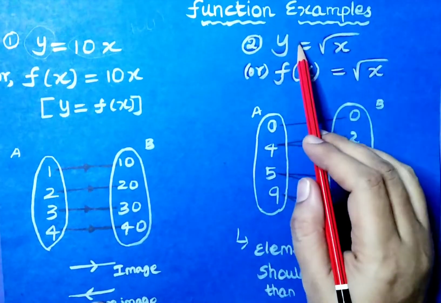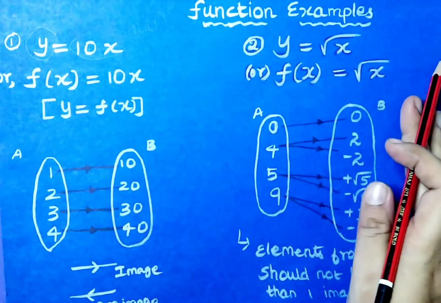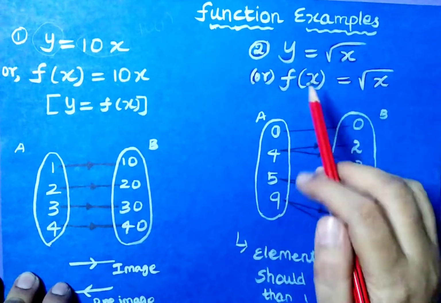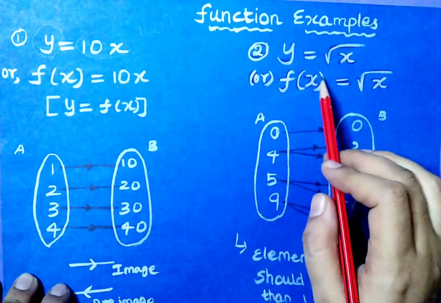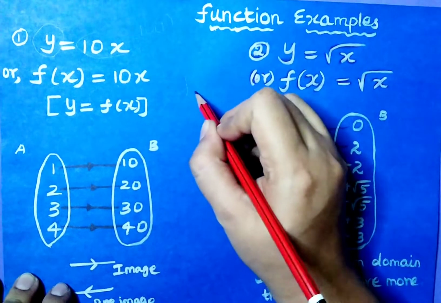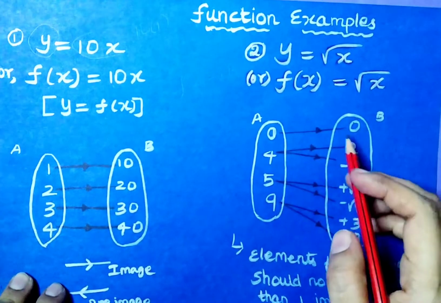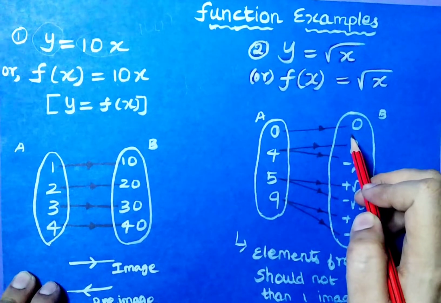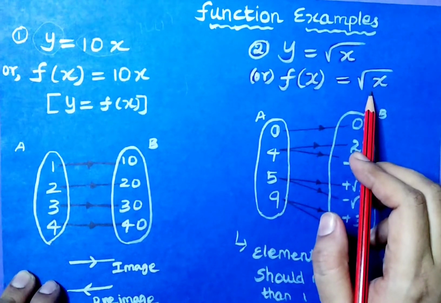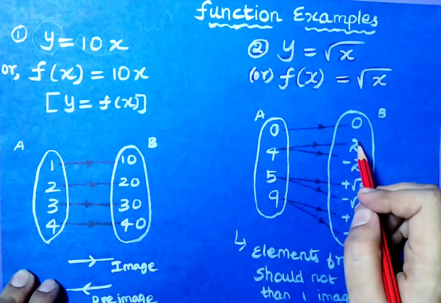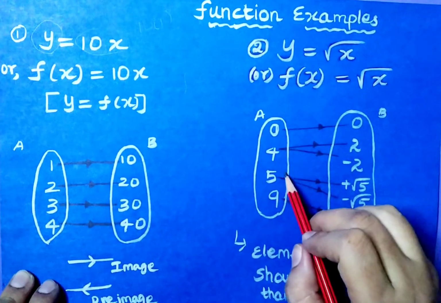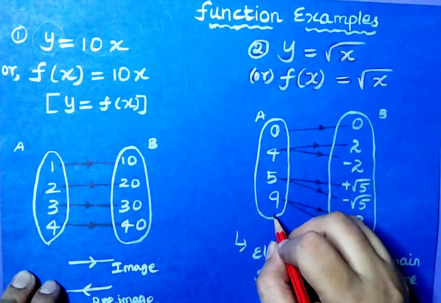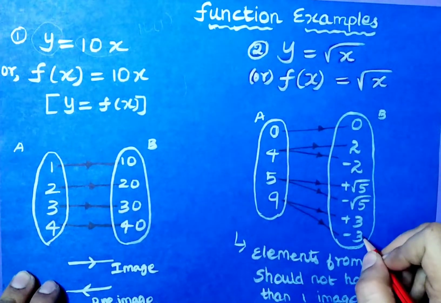And here, y equal to root x. This is an important part, where we see it is not a function. y equal to root x, or you can write f of x equal to root x, and as usual f is a function from A to B. For the square root of 0, it is 0. We don't have any plus or minus specifically for 0, as we all know. Suppose I take 4, as it is a square root, we have plus 2, minus 2. For 5, it is not a perfect square, so we have plus root 5, minus root 5. 9, again a perfect square, plus 3, minus 3.